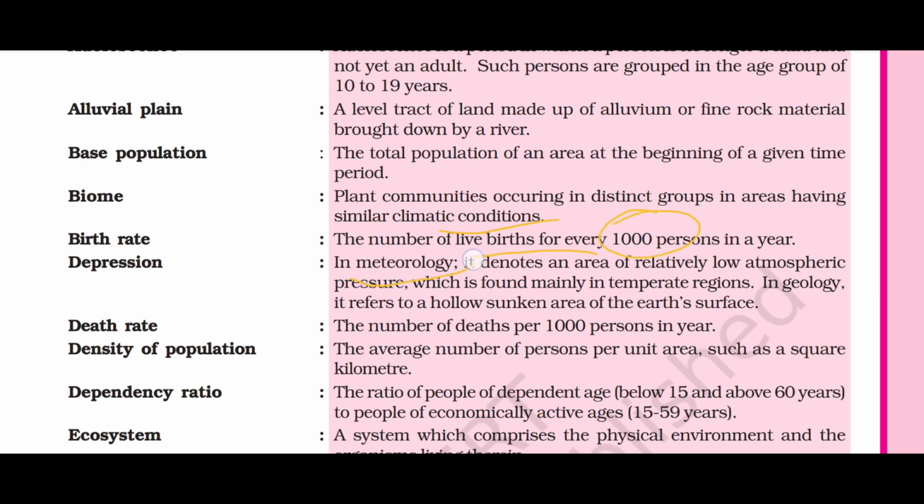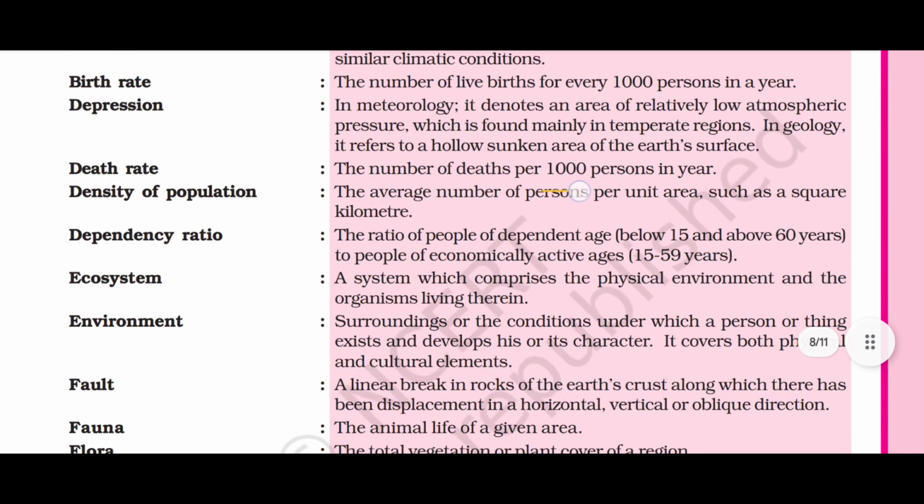Depression, in meteorology, it denotes an area of relatively low atmospheric pressure, which is found mainly in temperate regions. In geology, it refers to a hollow sunken area of Earth's surface. Death rate, the number of deaths per 1,000 persons in a year. Density of population, the average number of persons per unit area such as a square kilometer.